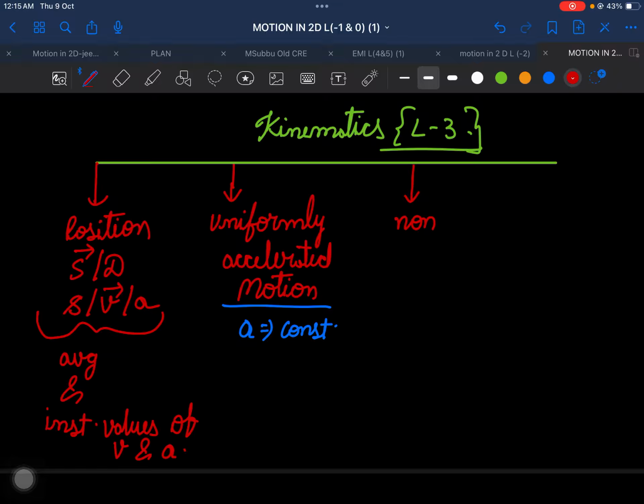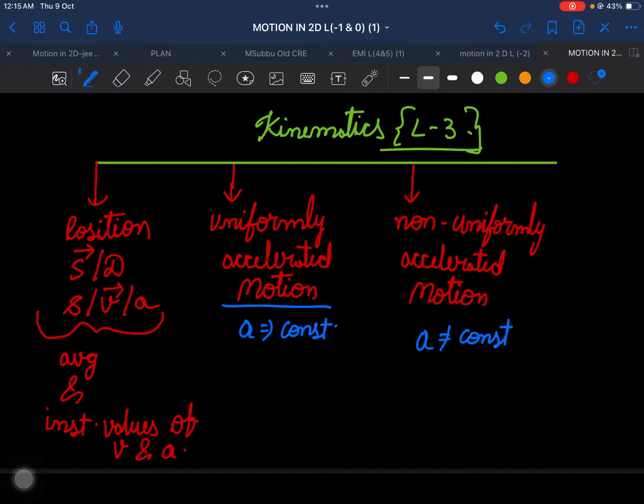Then the third vertical is non-uniformly accelerated motion. And here, acceleration is not equal to constant, it is variable. It may be a function of time, a function of displacement, or a function of velocity as well, right? Maybe, yeah.